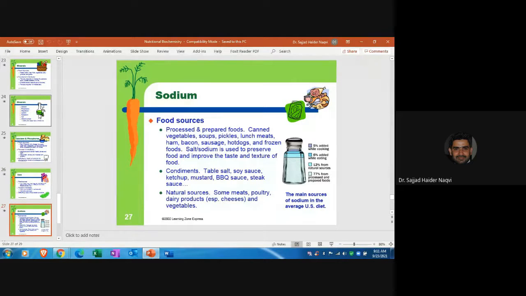Then we have sodium. It's almost there in all prepared food in the form of salt, and in pickles and sausages, hot dogs. Texture of the food is also improved by adding sodium. It's also part of, as I said, table salt. So any table salt-containing product would have sodium in it, and naturally, it's present in meat, poultry, dairy products, etc.